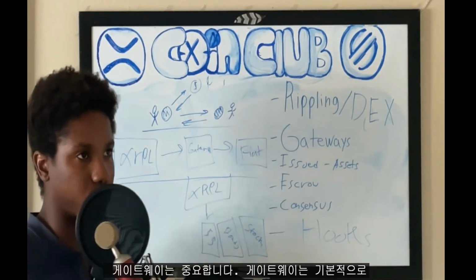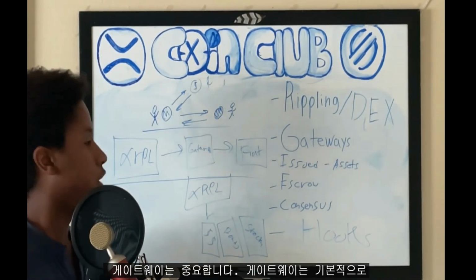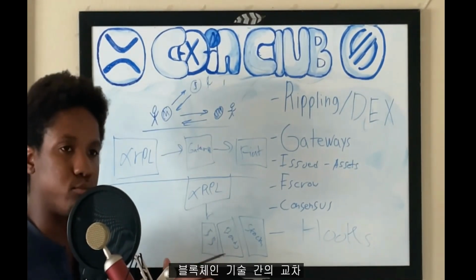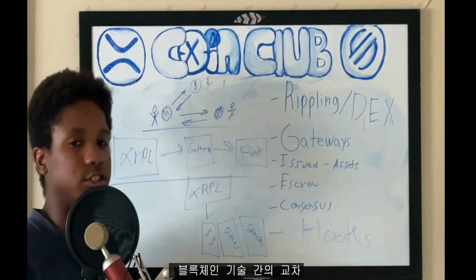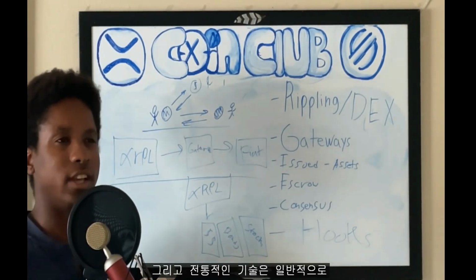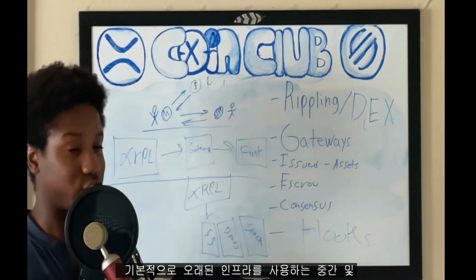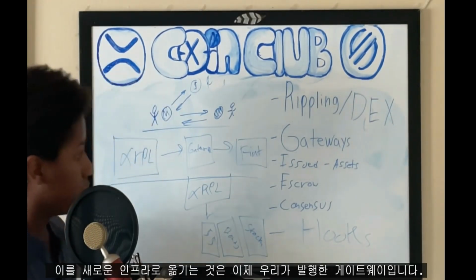Now, why are gateways important? Well, gateways are essentially going to be the payment providers of the future when it comes to the crossover between blockchain technologies and traditional technologies. And usually they're going to be the ones working in the middle, taking old infrastructure and moving it into the new infrastructure. These are gateways.